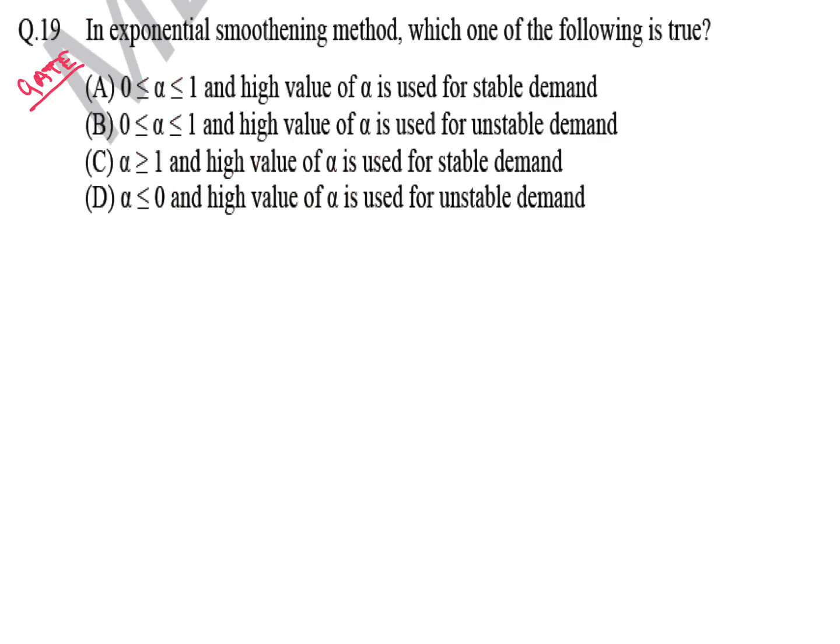In the exponential smoothing method, which of the following is true? The smoothing constant is alpha. On this side 0, on this side 1. So on the 0 side it's stable. If you reduce the value of alpha, then you will get a stable forecast. And if you increase the alpha value, then you will get a responsive forecast. So from the options you have to check.